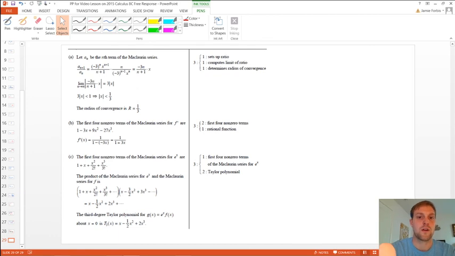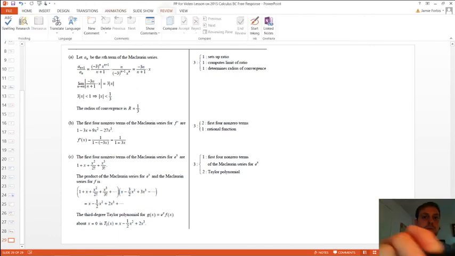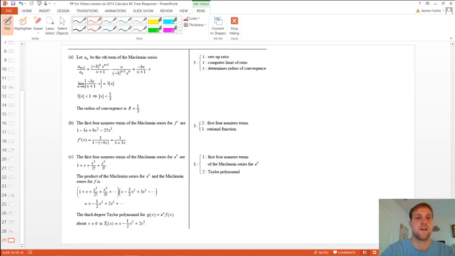So for A, we set up the correct ratio. I feel like we've gotten really good at the ratio test. We computed the limits of ratios, so it came down to 3 times the absolute value of x, and then we figured out that the radius of convergence was 1/3. For part B, we did the correct 4 terms for the derivative, and then we recognized it was geometric, so we could create a rational function using the formula for geometric series, a sub 1 over 1 minus r.